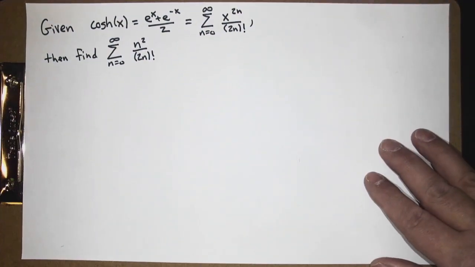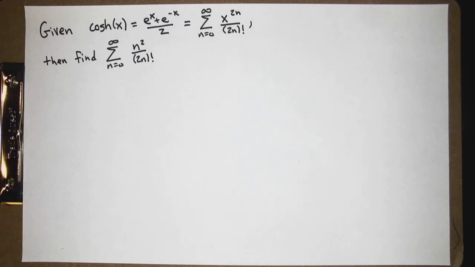So, we're given a function called cosh x. Now, cosh is sometimes called hyperbolic cosine. It's e to the x plus e to the negative x over 2. And in terms of the power series, it has a very nice power series. Also, I should say the Taylor series. It's x to the 2n over 2n factorial.